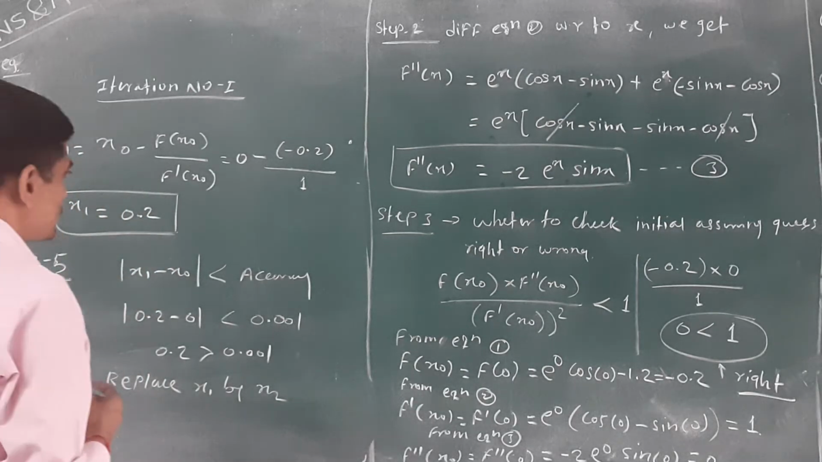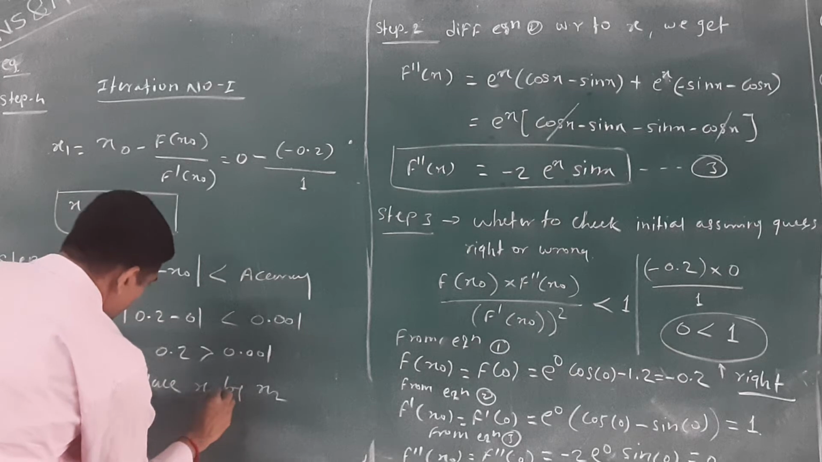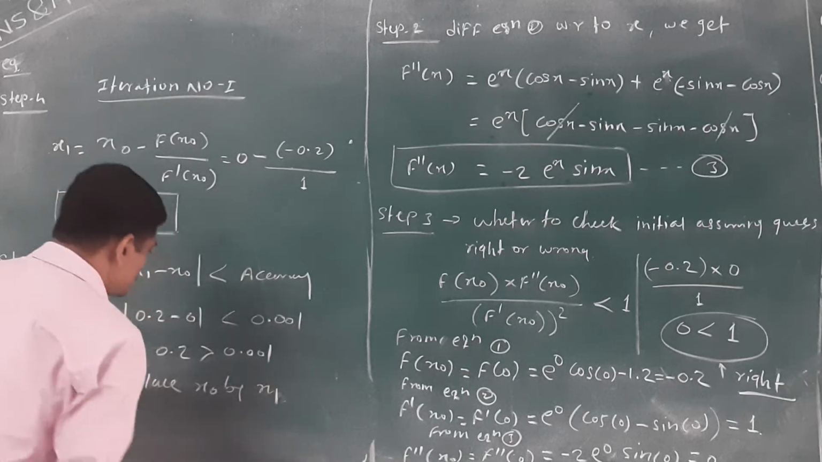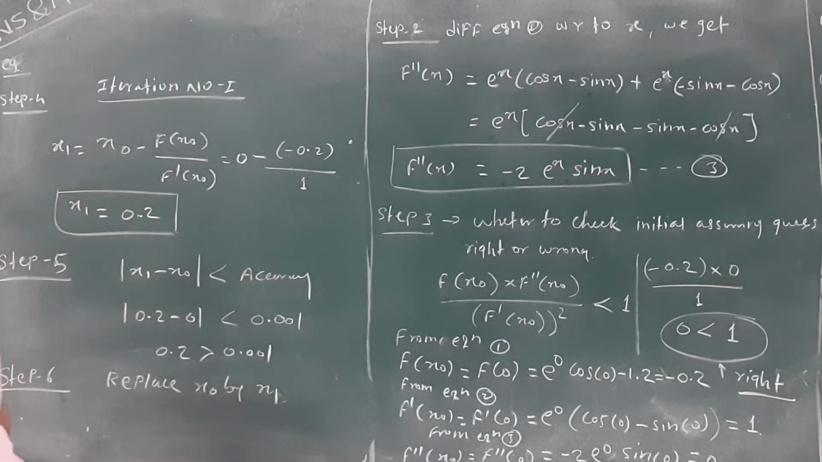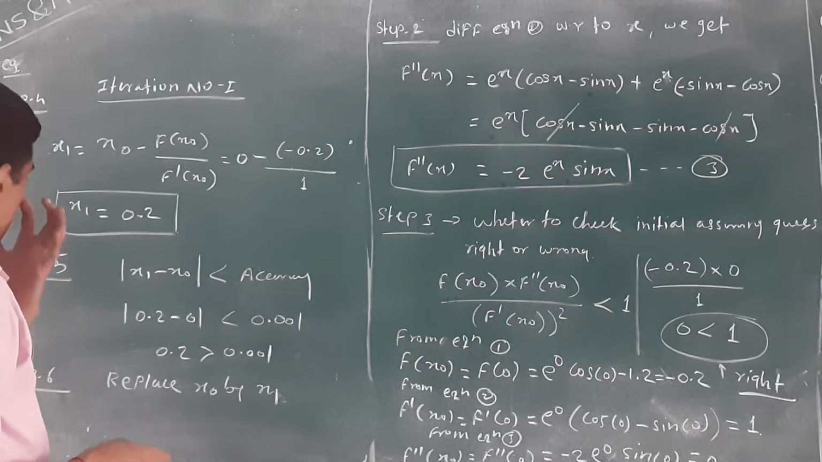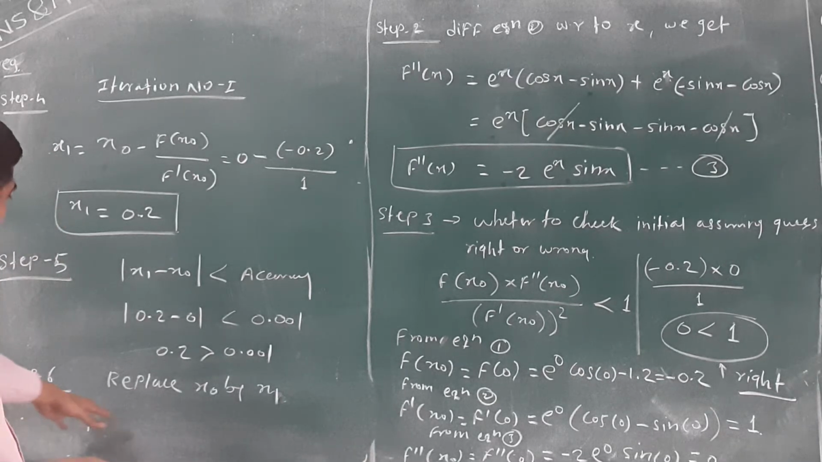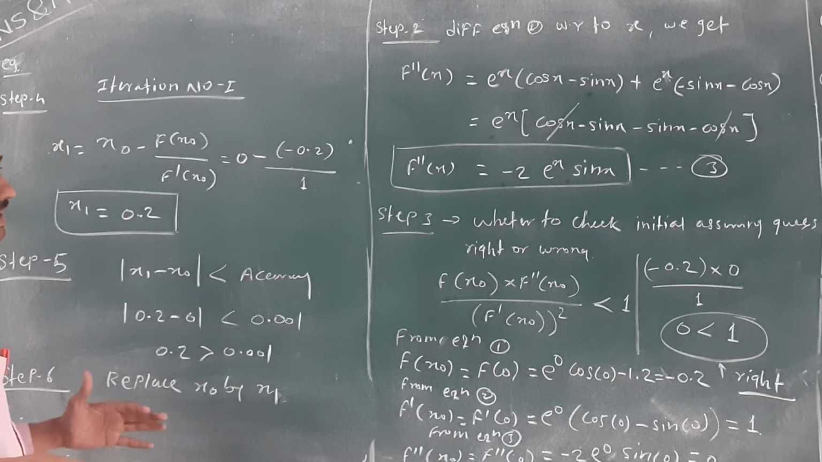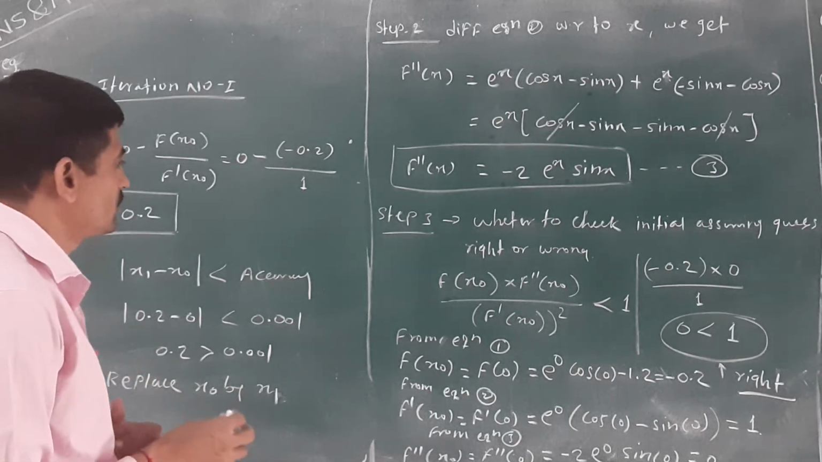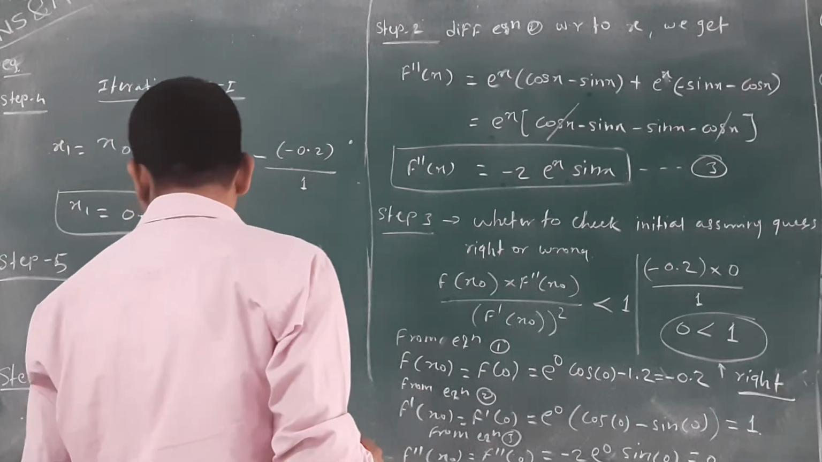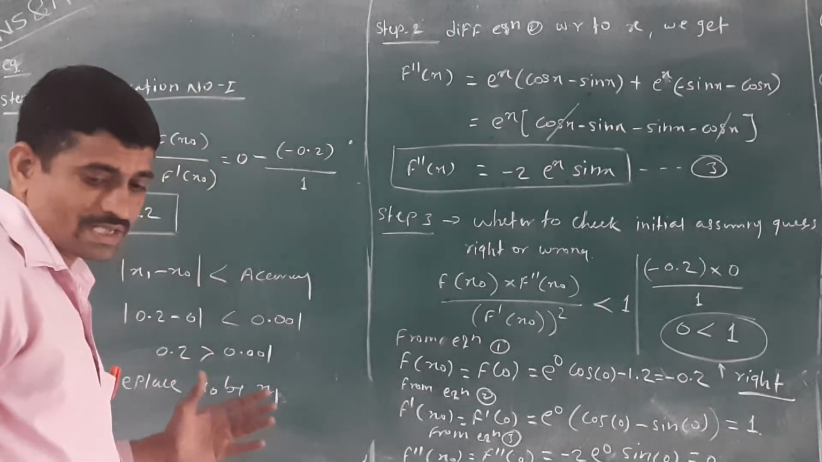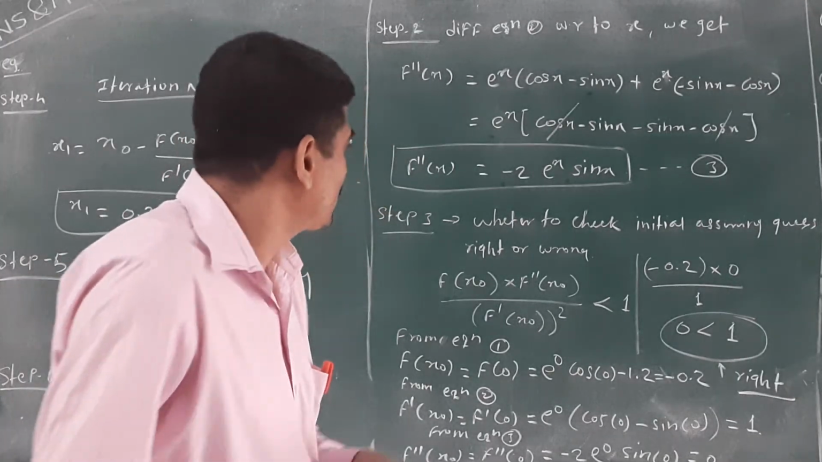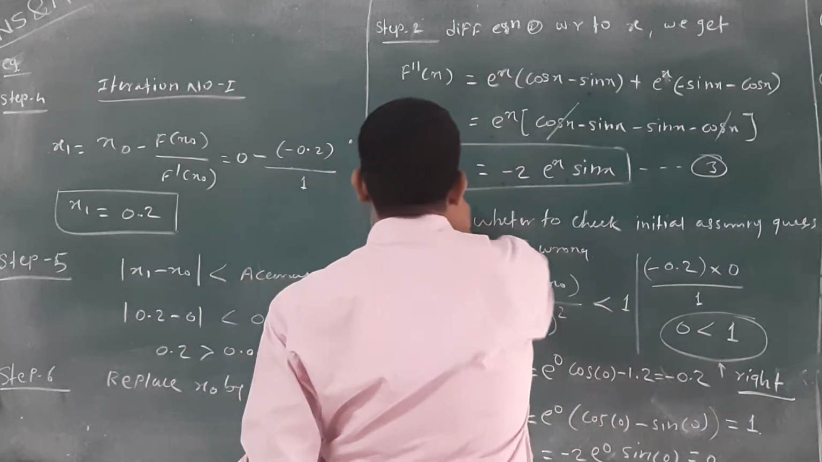Okay, if this condition is here, we replace x0 by x1, and repeat those steps. Replace x0 by x1, then replace x1 by x2, then replace x2 by x3. Then we will see it in the table.